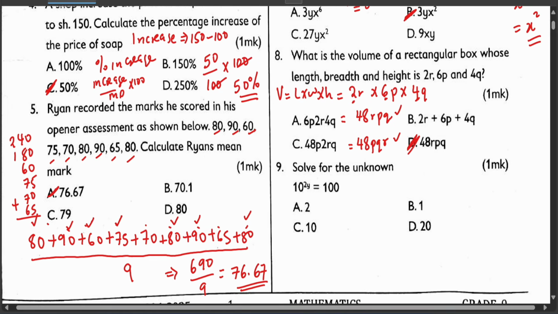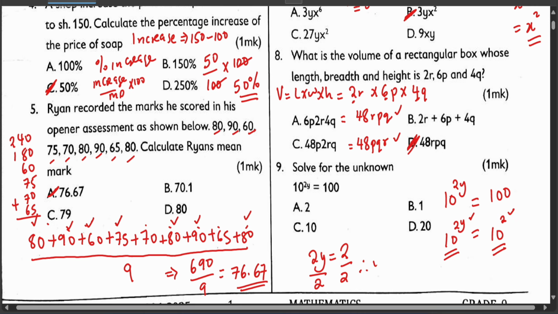Solve for the unknown. So uko na 10 power 2y is equal to 100. Make sure you make the bases to be the same. So 10 power ngapi itanipa 100? Ni 10 power 2. Na hapa on your left side ni 10 power 2y. If the bases are the same now, you equate the powers. You drop the bases. So 2y equal to 2, divided by 2, y is equal to 1. So your y value ni 1.